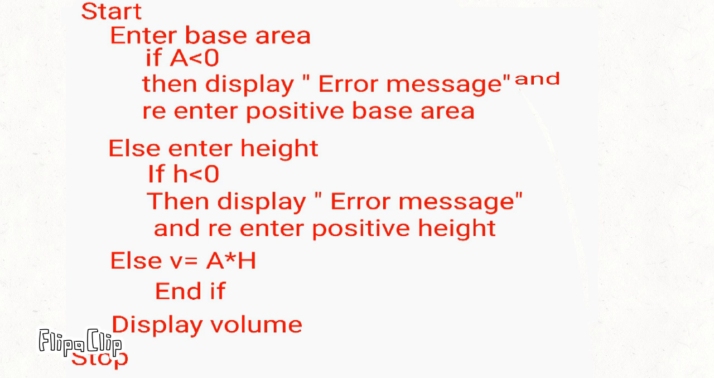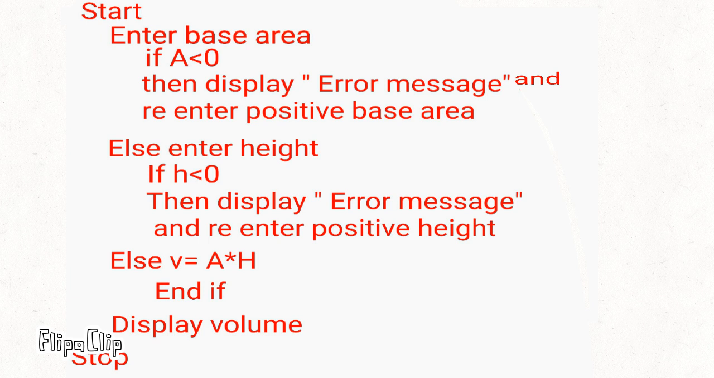Right, let me just explain the pseudocode before we continue. So this pseudocode we've written, what it simply means, let me just start from the word start. When you put in start and then when you put in enter base area, what you're simply commanding the computer is this. When you enter the base area, if A is less than 0, then it should display error message and then re-enter positive base area.